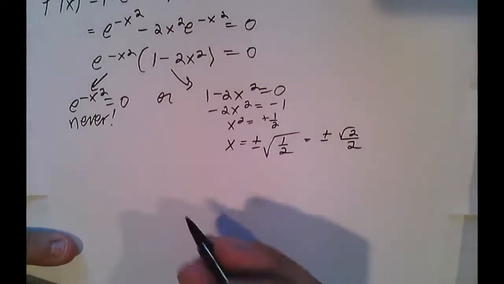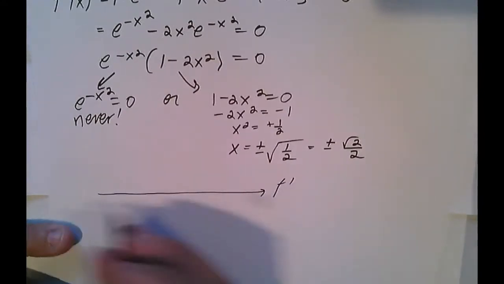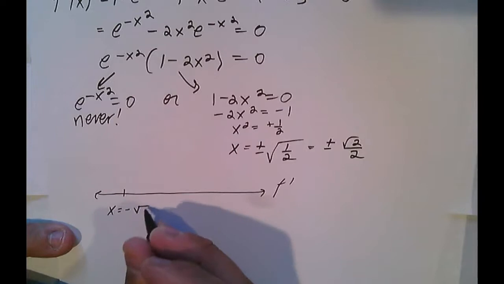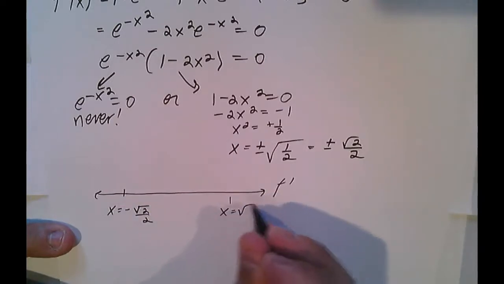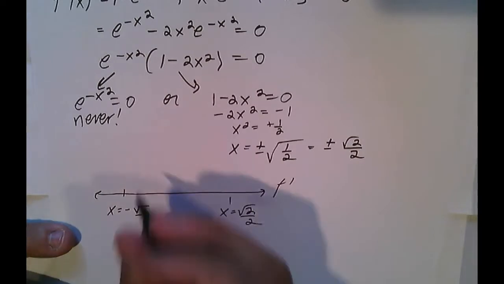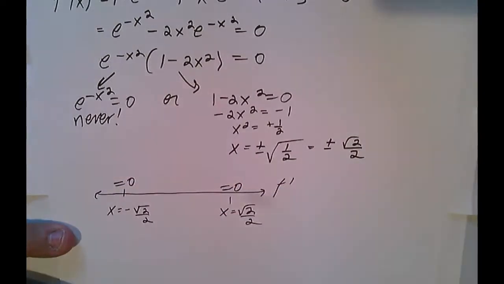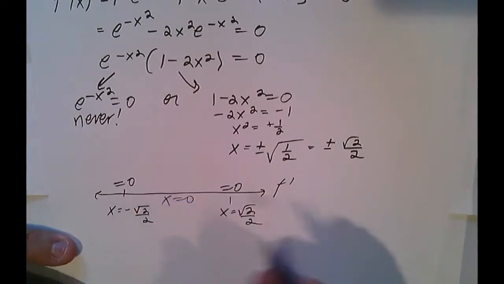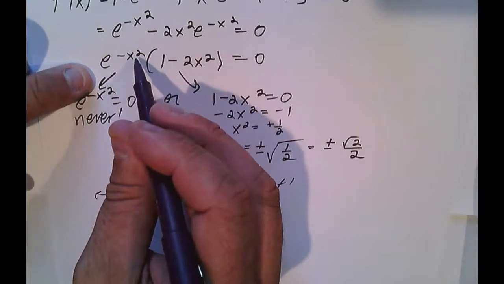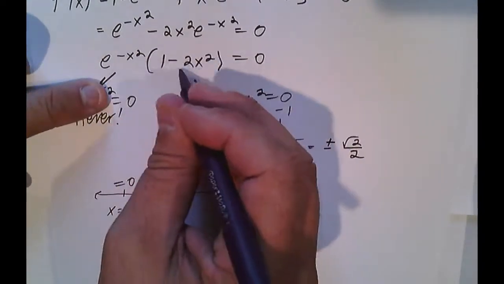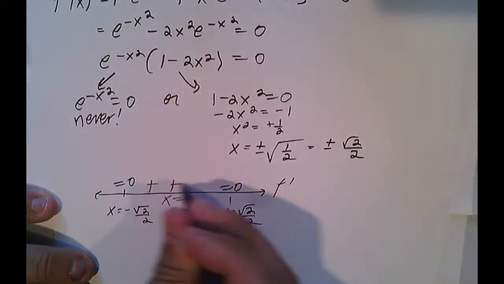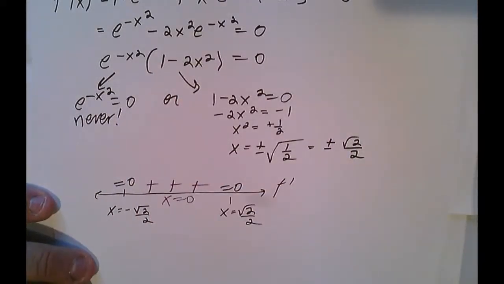What I'm going to do is build my number line for f prime. Here's x equals negative square root of 2 over 2. Here's x equals positive square root of 2 over 2. At both of these places, the derivative is equal to 0. I'm now going to select values of x in each of these 3 intervals. Let's pick a nice easy one, like for example, x equals 0 in this middle interval. e to the 0 power is 1, positive 1. 1 minus 2 times 0 squared is positive, so I'm getting positive values in this interval.